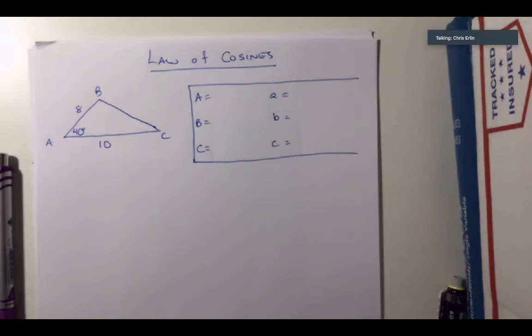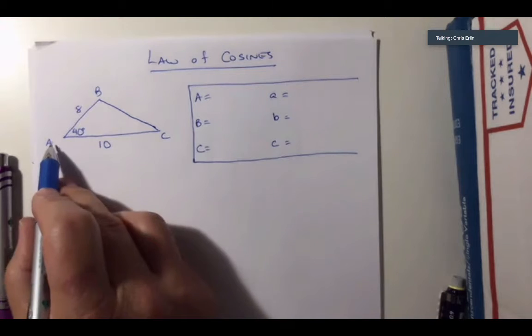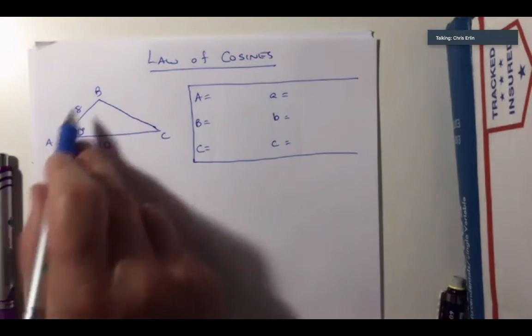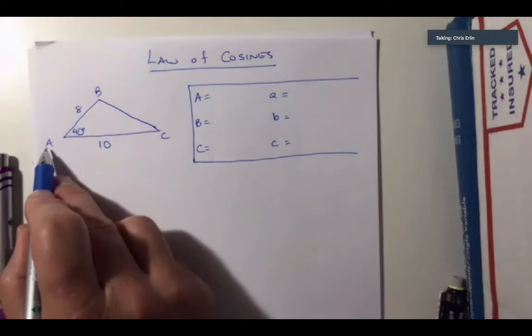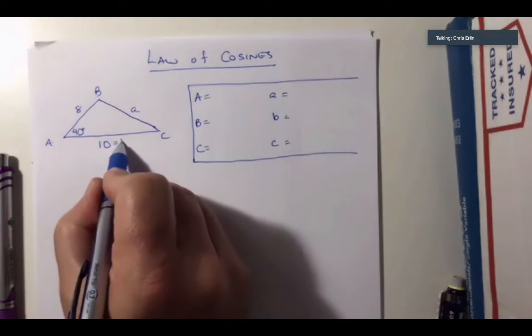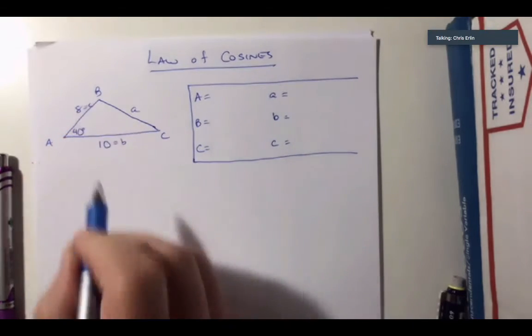We're going to talk about how to use the law of cosines to solve a triangle. As you remember, if this triangle is notated as A, B, C with capital letters for the angles, then the side opposite A would be a little a, the side opposite B would be a little b, and the side opposite C would be a little c.